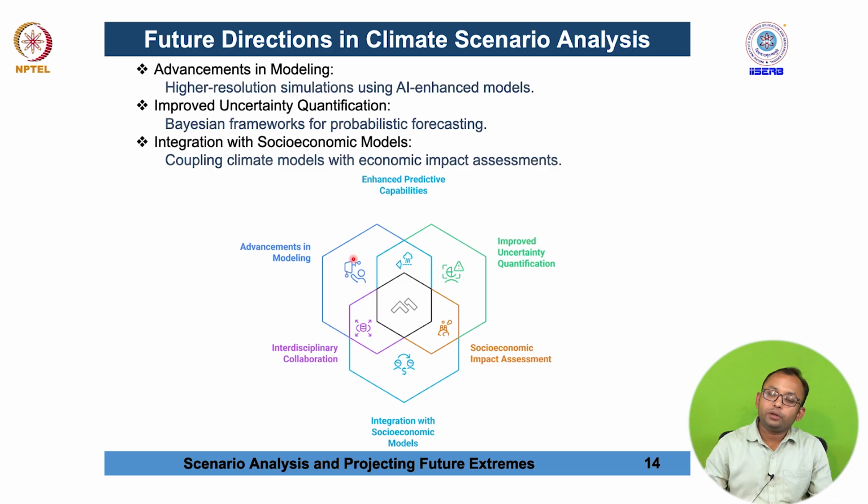So therefore, to advance the future directions of the climate scenario analysis, we have to advance the modeling, we have to enhance the predictive capabilities. When we have advanced the modeling, we have more predictive capabilities, so that we can predict the climate extremes more accurately. Then we can improve the uncertainty quantification, we have more understanding about which processes or which variable has more uncertainty and how we can reduce it. Or let us say there are 3 different uncertainty areas, how we can know about each of them and is there a way to basically minimize those uncertainties as well.